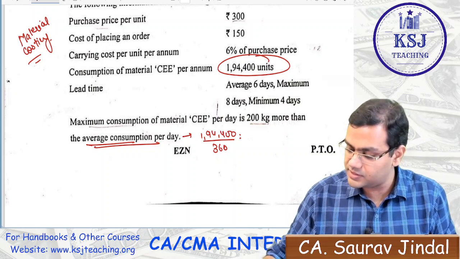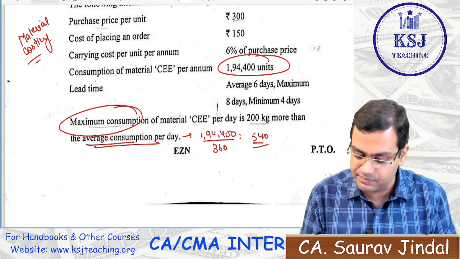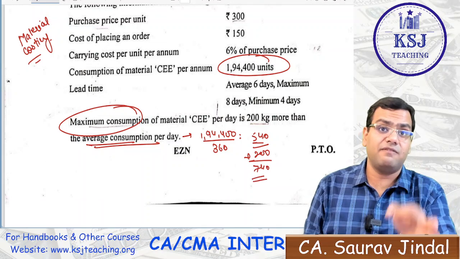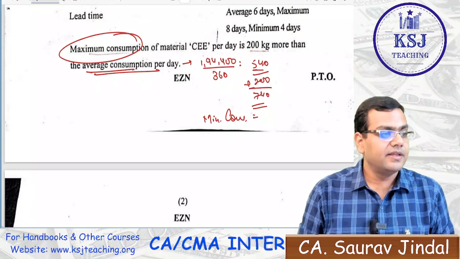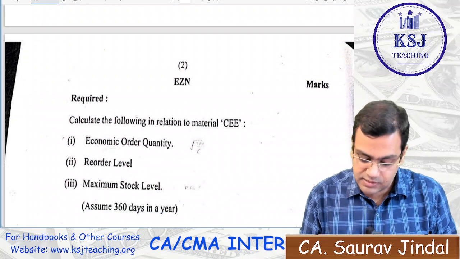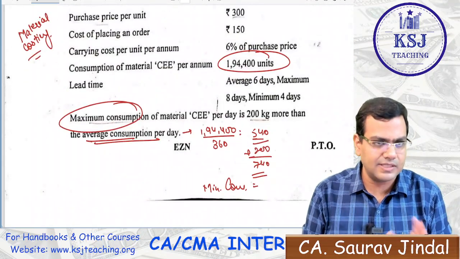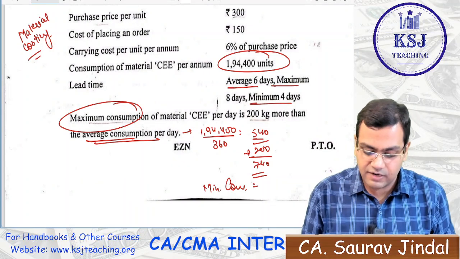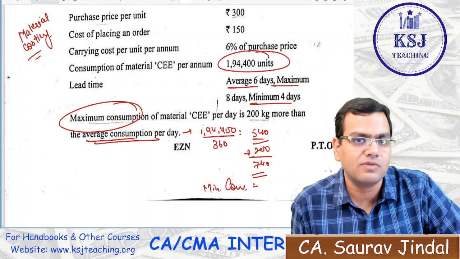1,94,400 divided by 360 days, that is 540. And your maximum consumption then would have been 540 plus 200, that is 740. Once you have the average consumption and the maximum consumption, easily you would have calculated the minimum consumption, right? This is how it was to be attempted. The maximum stock level, economic order quantity, reorder level, everything was easy then, right? Lead time is given to you, maximum, average, minimum. It was only about how the consumption is to be calculated. That's the only thing that was there in the question, right?